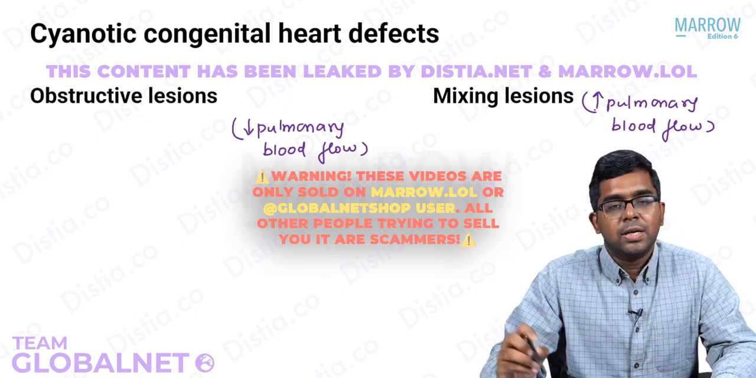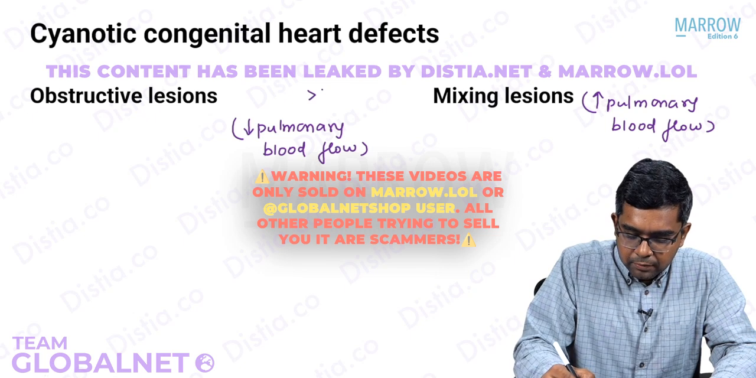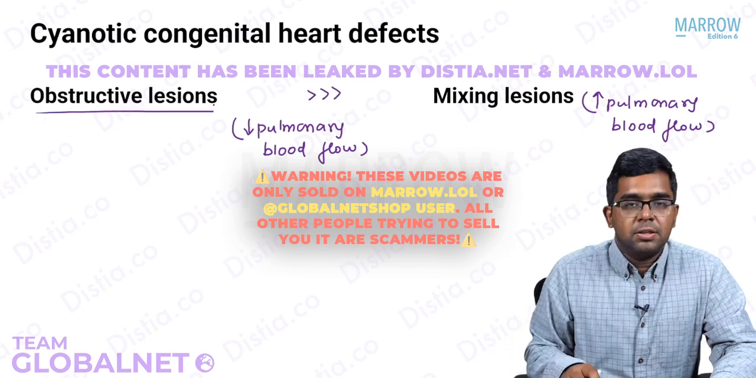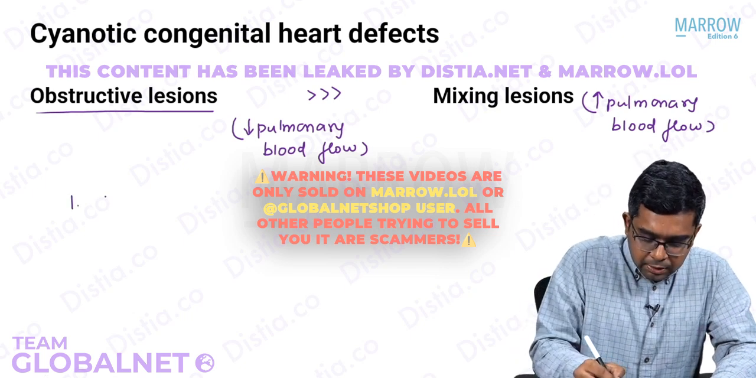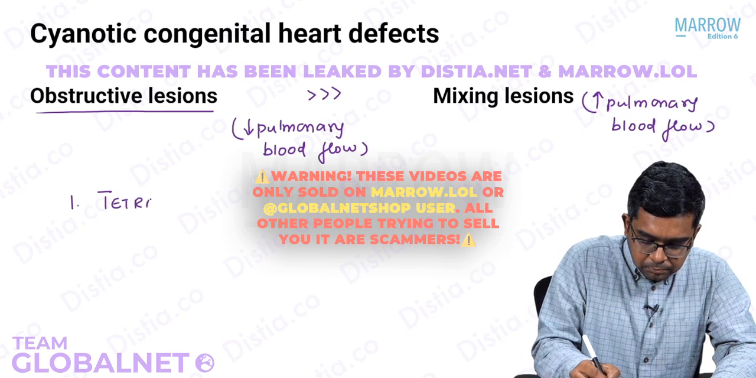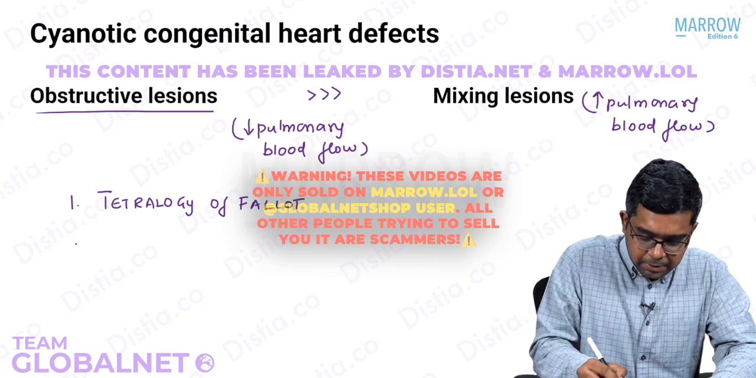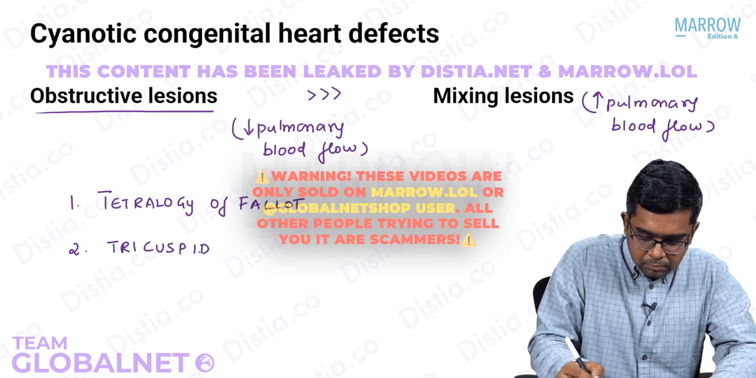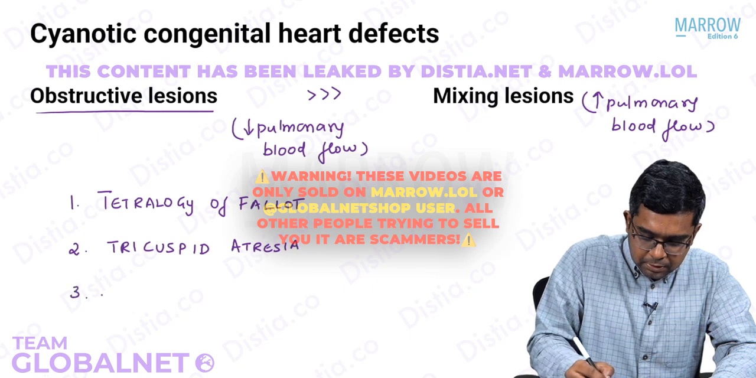So these are the two categories of lesion, and generally remember obstructive lesions are more common variety compared to mixing lesion. So first we will discuss about obstructive lesion. There are three obstructive lesions that you should be knowing about. One is tetralogy of Fallot. Number two is tricuspid atresia. And number three is Epstein's anomaly.